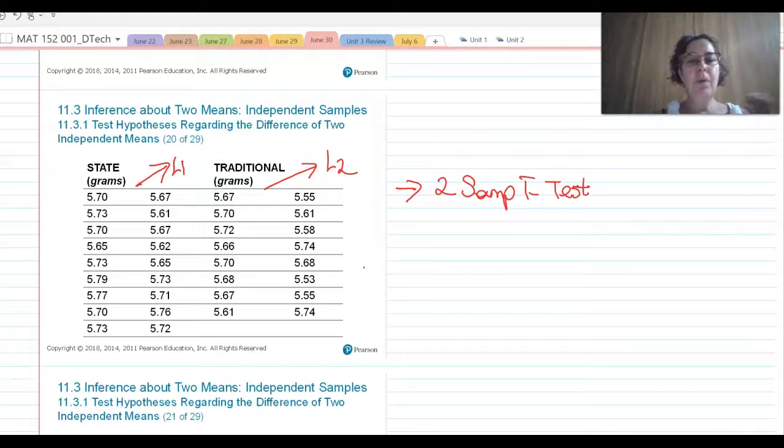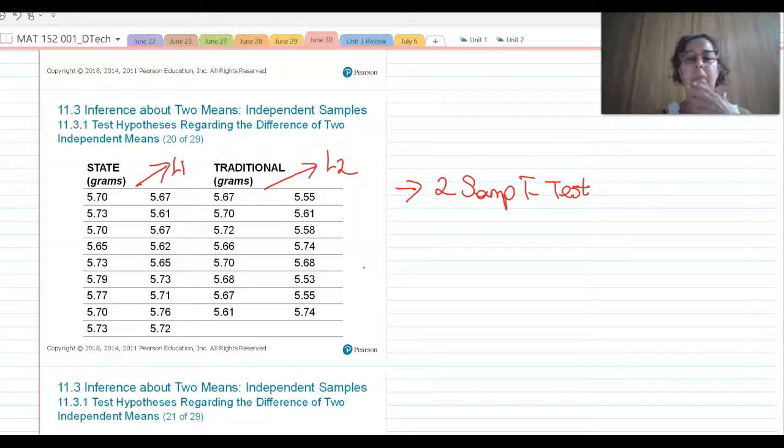Hi again. So in this video, I will try to summarize the t-test for two independent samples. The example was that we were looking at the weight of the state quarters and traditional quarters. Both of them are independent samples. And sometimes in independent samples, you will see that the sample sizes do not have to be equal either.